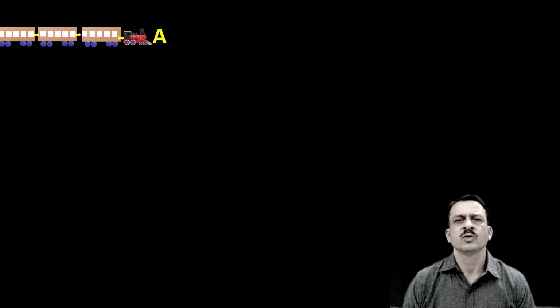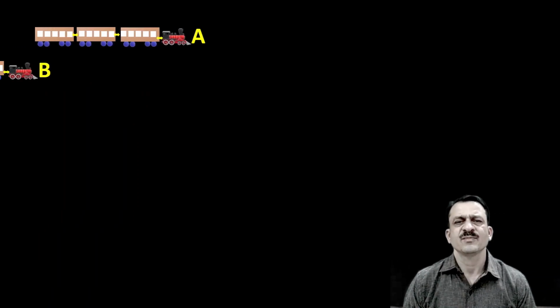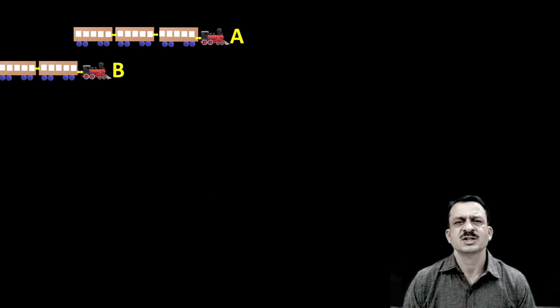Now once again look at the motion of the two trains here. Train A is moving with a uniform velocity. Its acceleration is 0. But the driver of train B decides to overtake train A. Therefore he accelerates the train. Now it is moving with a slightly faster velocity.